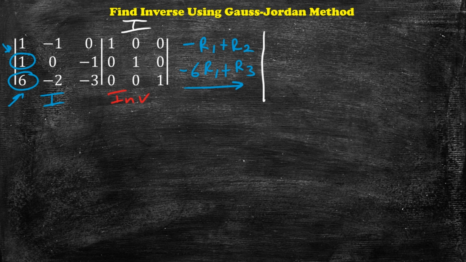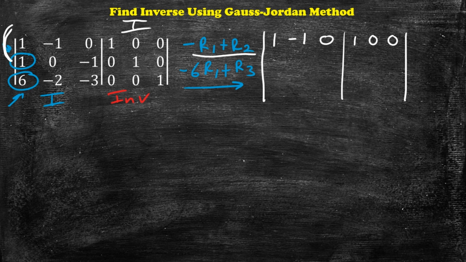So when we do that, row 1 is going to stay the same. So we have 1, -1, 0, and then our identity side, 1, 0, 0. All right, and now let's go ahead and start with the first operation here, negative row 1 plus row 2. So we're looking at these 2 rows here. So -1 times row 1 plus row 2.